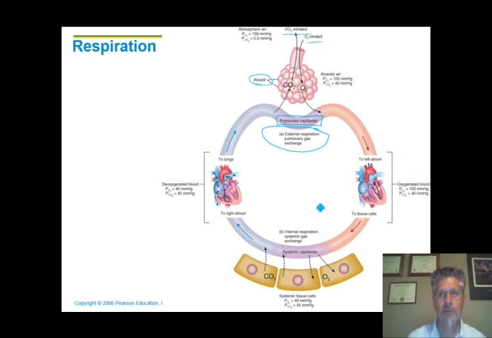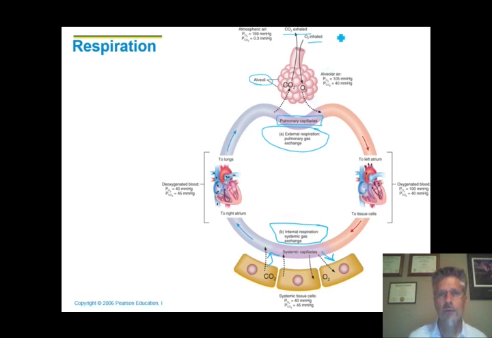Then we have transport, like we said, and then we have internal respiration, where we have gas exchange with the tissues. So in this case, oxygen is going to be going out to the cells, carbon dioxide is going to be coming back from the cells. So we need to understand how that works.